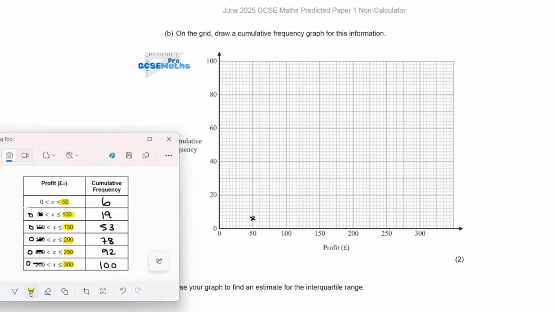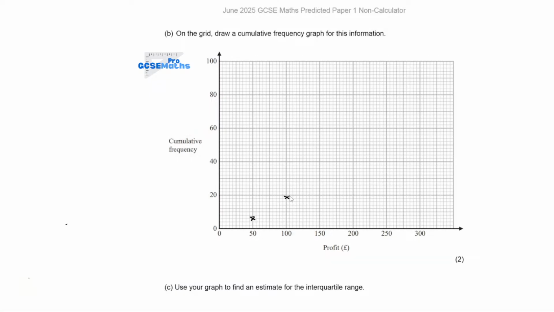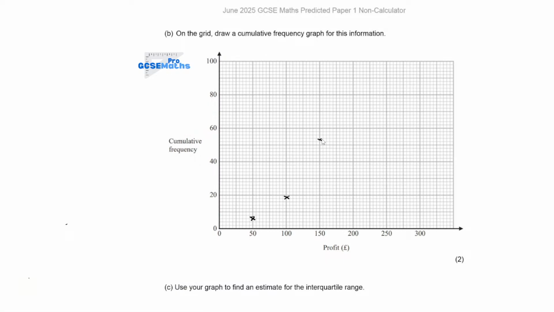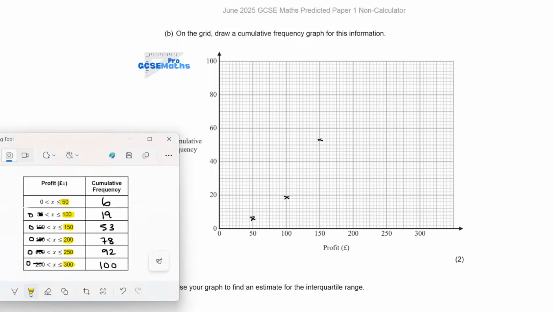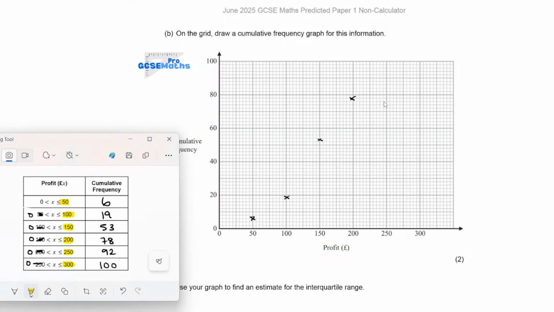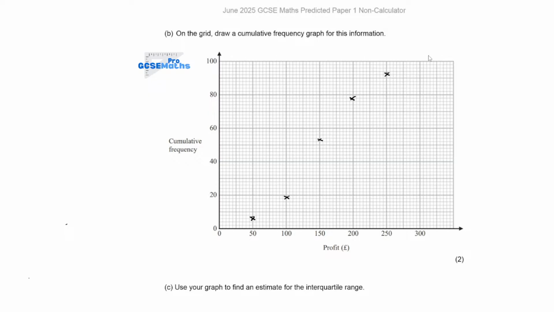Then we had 119. Be careful of the 19 because it is technically halfway between that square. Just be careful of that. We've then got 150 and 53. So 50's here, 53 halfway here. Then we've got 278. That one's even, so that's a little bit easier. 250 and 92. And then obviously the last one is 100, isn't it?